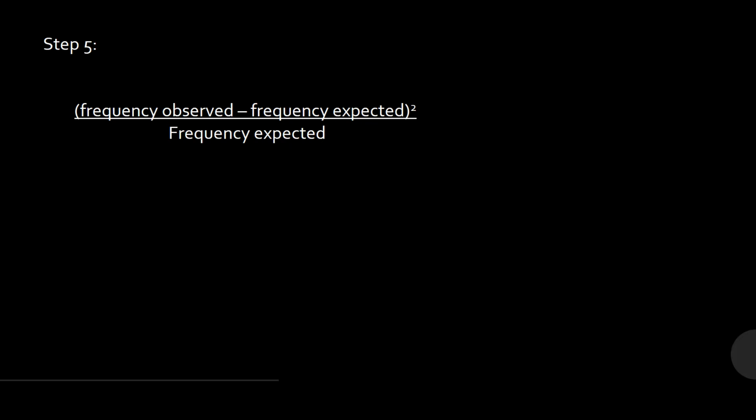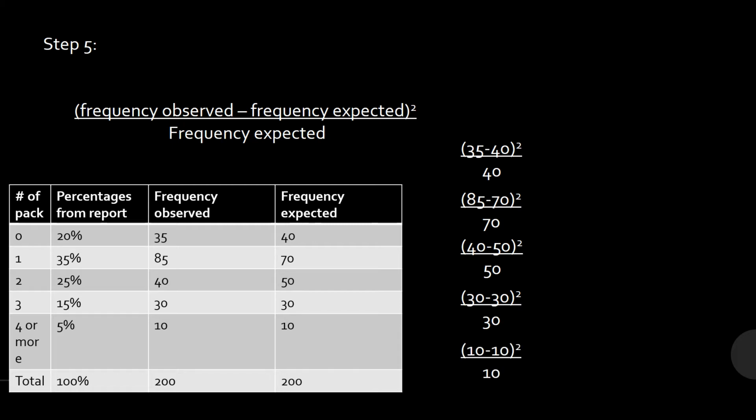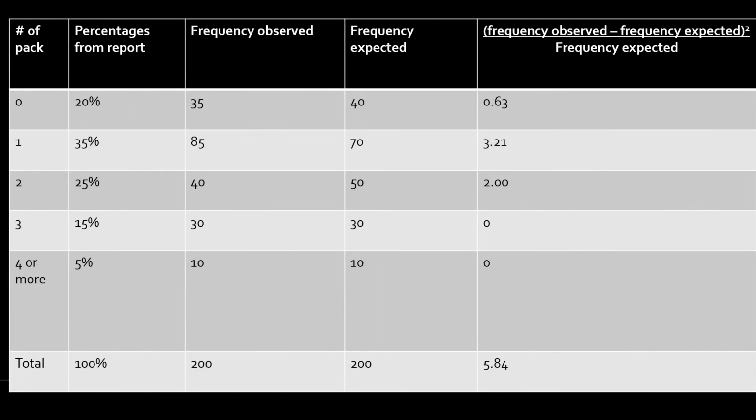Step 5. Calculate the sample statistic. To do so, we must use the following equation for each category. After doing so, here are the equations we get for 0 packs, 1 pack, 2 packs, 3 packs, and 4 or more packs. We now fill in these values into the table and sum them up to get a value of 5.84.